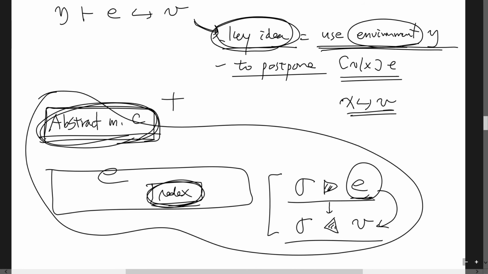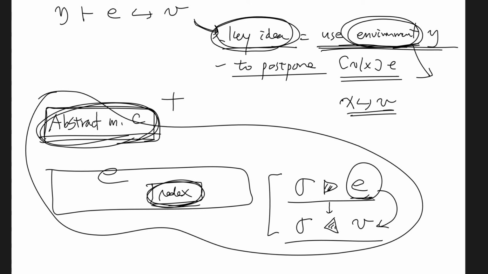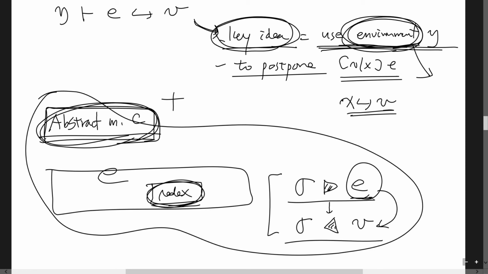The plan now is we'd like to combine these two ideas, the idea of using environments, which allows us to practically eliminate the substitutions, because we can postpone these substitutions until when necessary. So it's going to be a very efficient implementation. So we'd like to combine this idea of environment or closures with the idea of abstract machine C.